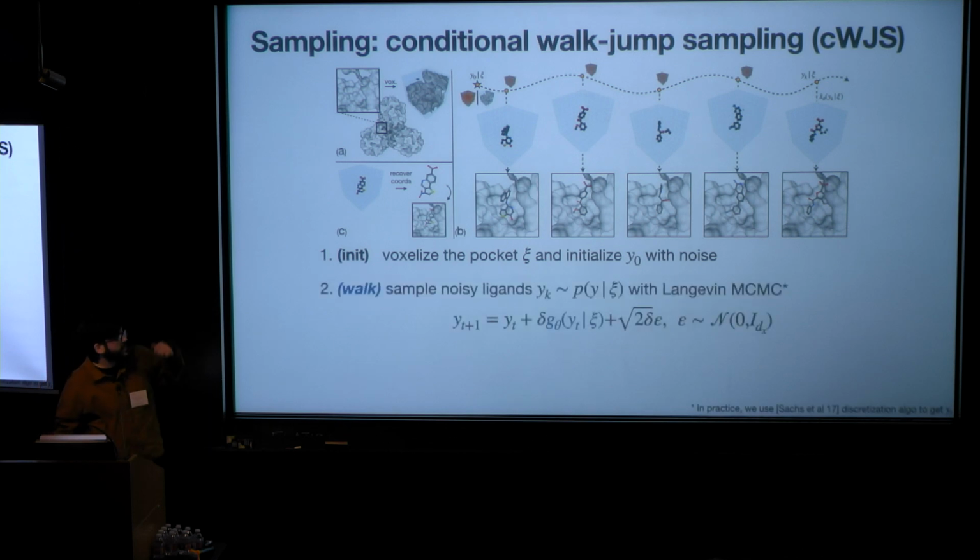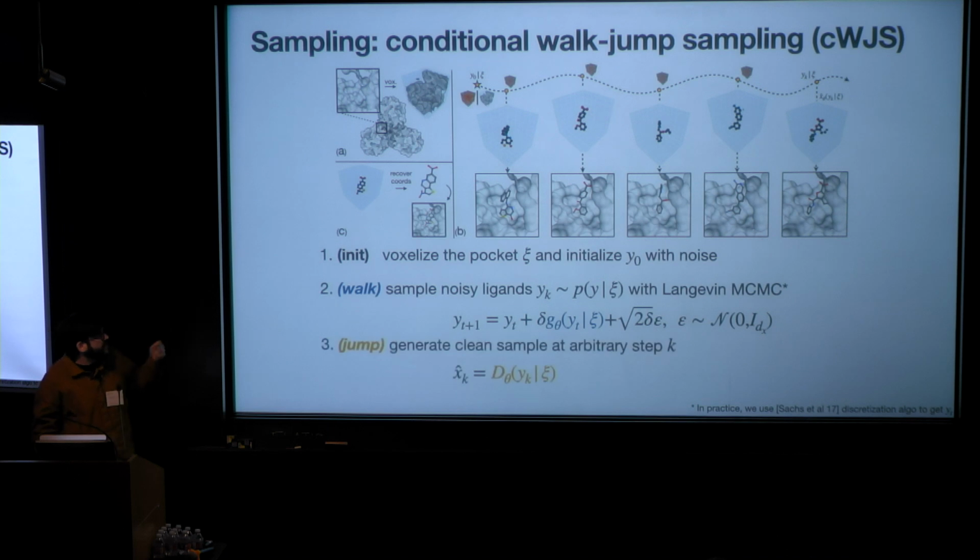And then we just do a Langevin MCMC. So this is the walk step. We start walking. First we start Y with noise. We have some warm-up steps that take us from the noise to the smoothed manifold. And then we start sampling with the Langevin. And for that, we need the score function. In practice, we use not the simple Langevin version, but the underdamped one. But in theory, it's more or less the same thing.